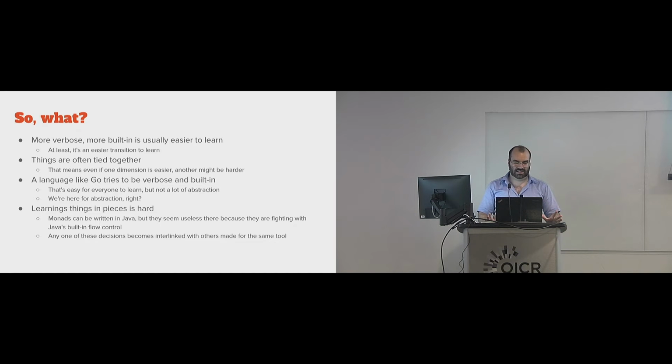Things are often tied together. So although we might make one dimension simpler, it's bound to something else that's going to get more complicated. So there's always a trade-off. So Go tries to be the ultimate in verbose and built-in. It's very easy for everyone to learn, but you don't really get a lot of abstraction, and you don't get a lot of the magic that's saving you coding in the long run, which is why every Go program looks like, look, I get to re-implement a hash map for the type that I made.